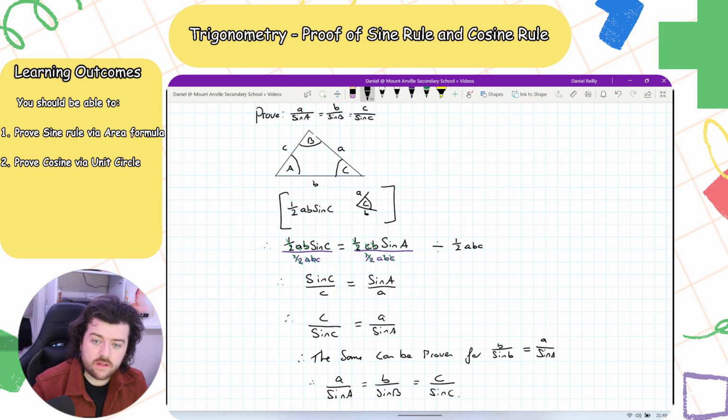So the thing for the sine rule is it's very important that you know the area of a triangle formula, and then you just divide across by a half ABC. And that's all for the sine rule.